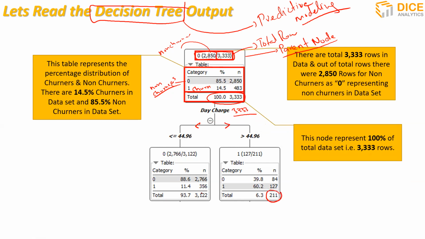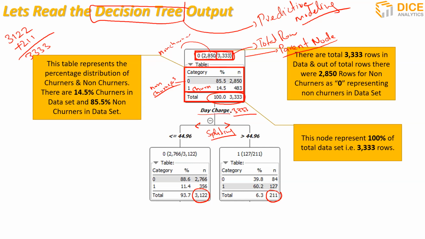One set of rows goes on one side, and the other goes on the other side. For example, if I add 31 to 2 plus 211, this number will come up to 33, right? So we have split our data. We also call this splitting.